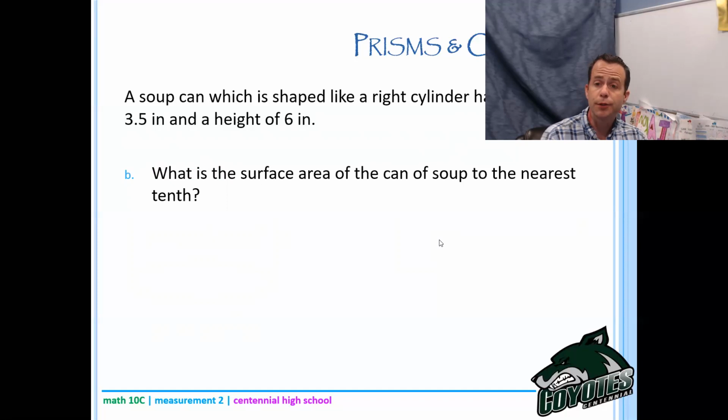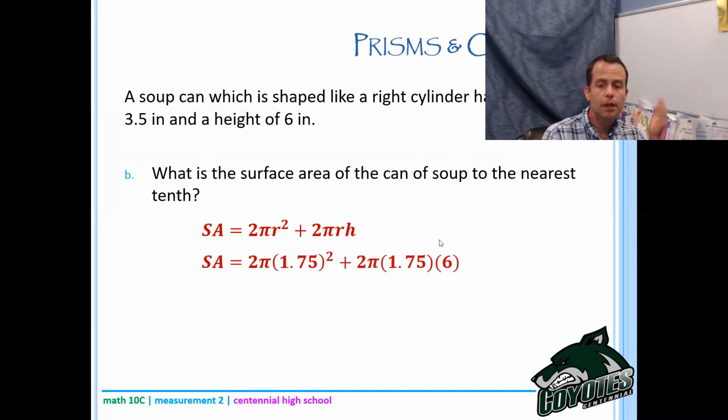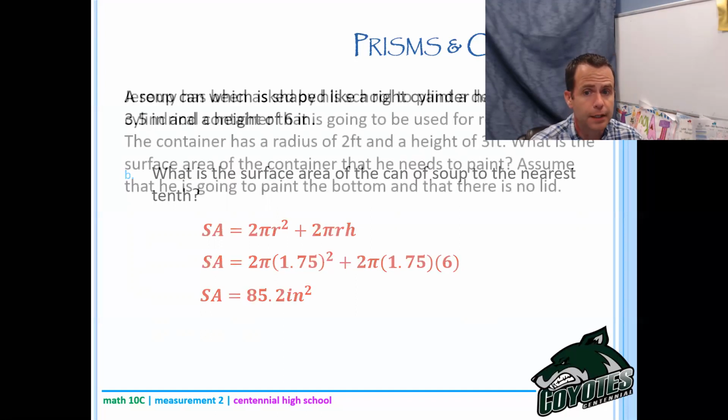Okay, what is the surface area of the can of soup to the nearest tenth? So that's 2 pi r squared plus 2 pi r h. Again, r is 1.75 and h is 6. I can type all that into my graphing calculator and it will give me an answer of 85.2 inches squared. Okay, just make sure you're typing it in properly. Don't just watch me do this. Make sure you type that line in and make sure your calculator is saying 85.2. If you're not getting 85.2, you're putting something in wrong. So you just want to double check yourself that way, okay? I want you to get really comfortable with how you're typing it in your calculator.